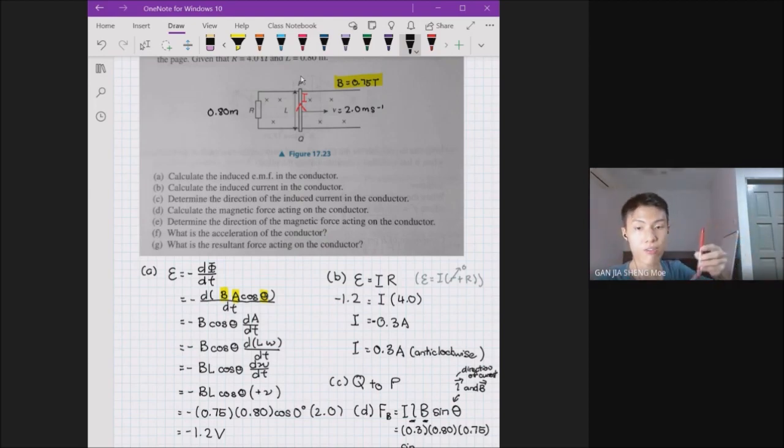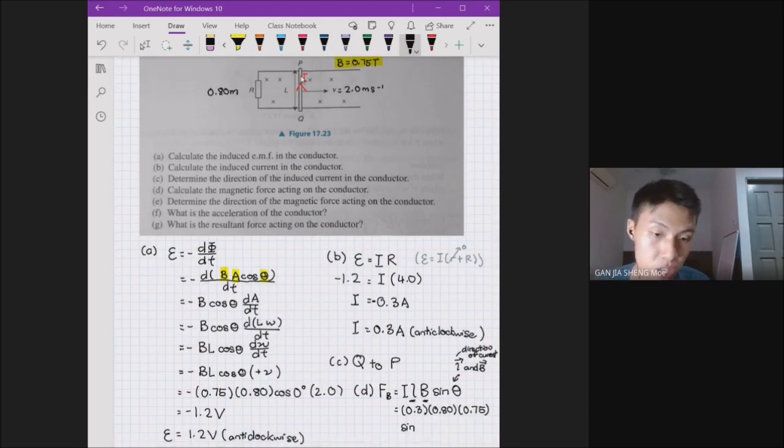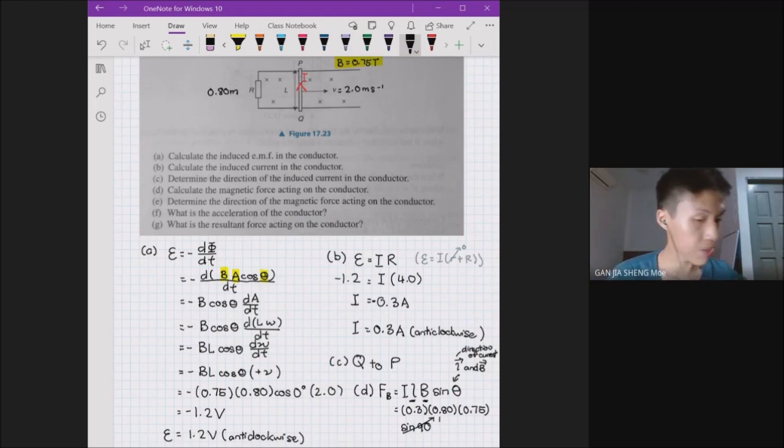The direction of the current is flowing upwards, and the magnetic field is pointing into the page. So you check the angle between them. The angle between them is 90 degrees. So that means it's sine 90 degrees, which is equivalent to 1. If you multiply everything together, I believe you should be able to get the answer of 0.18 Newton.